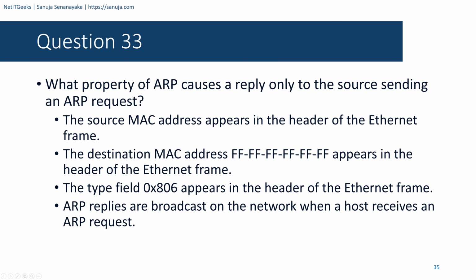The answers may be familiar to you now because these are the same answers appearing on multiple questions, but the question is different. This time we are asking what property of ARP causes a reply only to the source sending an ARP request. So if you understand how ARP works, this is an easy answer. I'll give you the answer right now. It is the source MAC address appearing in the header of the Ethernet frame that causes a reply only to the source sending an ARP request. So that's the answer: the source MAC address in the header of the Ethernet frame.